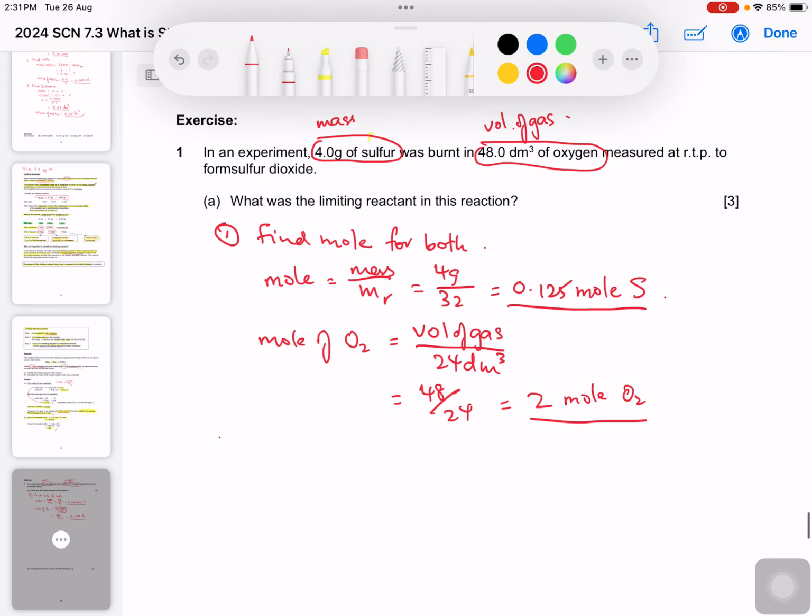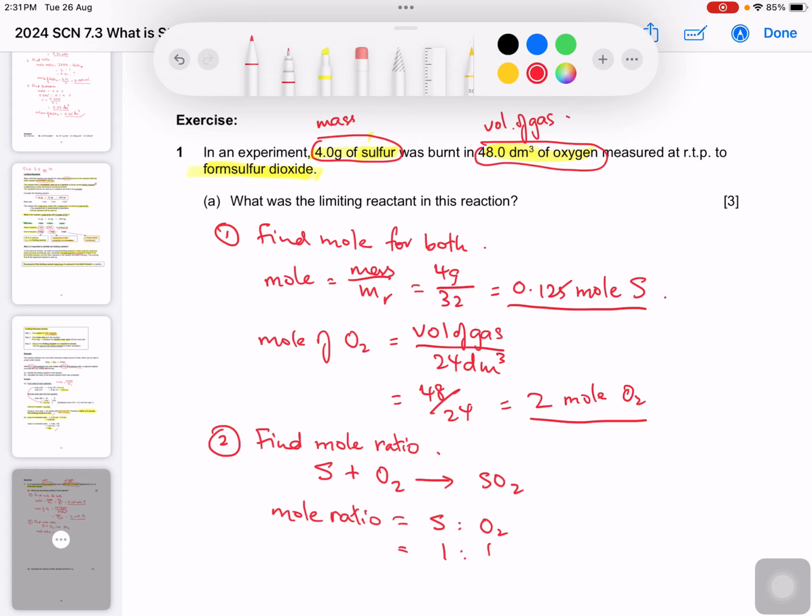How do you know which one is the limiting and which one is in excess? You know that by taking the mole ratio. Compare the two of them against the mole ratio. We don't have the equation, and the mole ratio comes from the equation, so we have to write our own. Sulfur plus oxygen will give you sulfur dioxide. That's what the question says, right? To form sulfur dioxide. So we write our equation. The mole ratio is actually 1:1. S is to O2 equals 1:1.